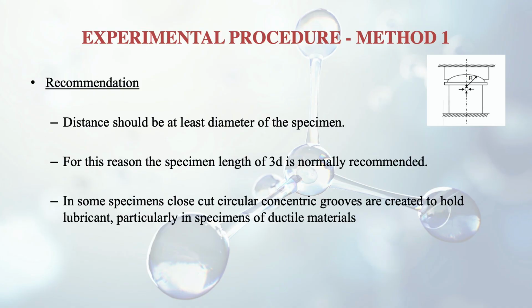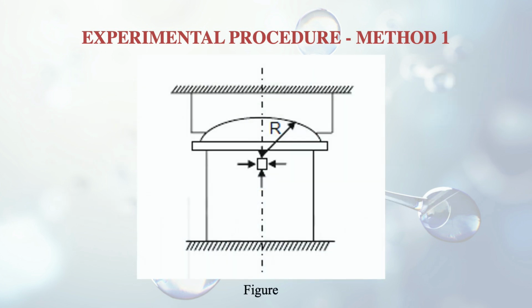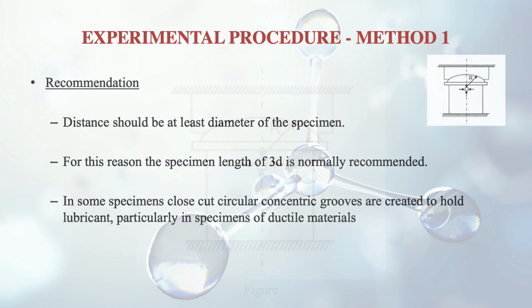So that's why the length to diameter ratio is very important. So what is the recommendation for that? The length should be at least the diameter of the specimen. So this length should be at least the diameter, and length should be equal. Minimum, this is the minimum. For this reason, a specimen length of 3D is normally recommended. So generally what we do is take the length to be 3 times the diameter.